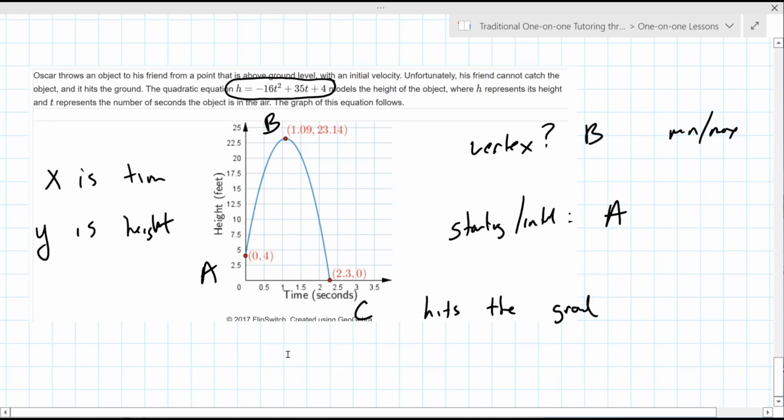Okay, so final question here. We're talking about C. When does it hit the ground? 2.3, 0. But I just want the number. You're giving me the ordered pair, which is true, but what is the time that it takes to hit the ground? 2.3 seconds. Perfect. Yes, very good.